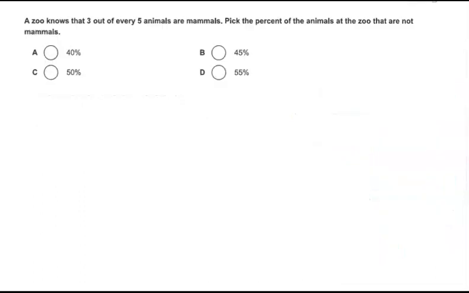A zoo knows that 3 out of 5 animals are mammals. Okay, so 3 out of every 5 are mammals. So pick the percent of the animals at the zoo that are not mammals. Okay, so we're going to find out how many are mammals and then figure out how many we're missing out of 100 on that one. So let's go ahead and make our chart.